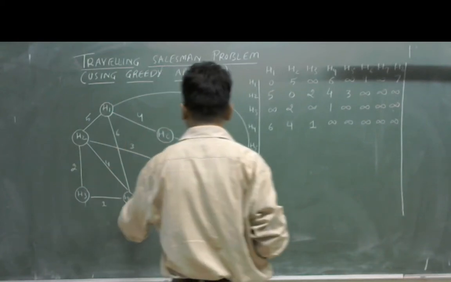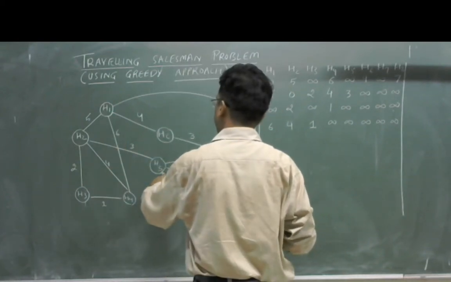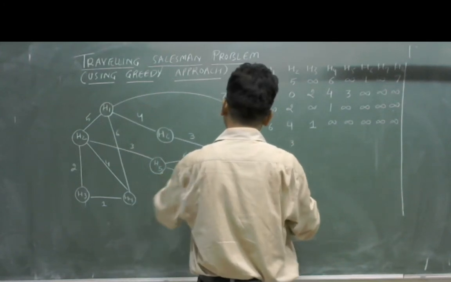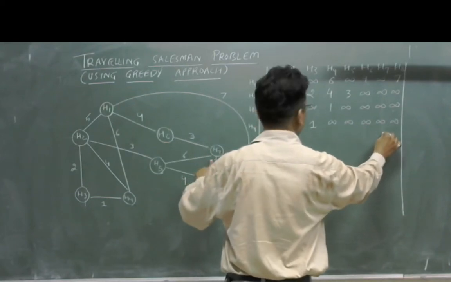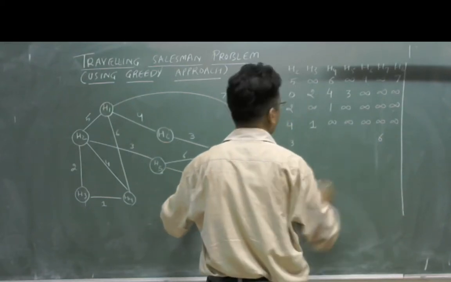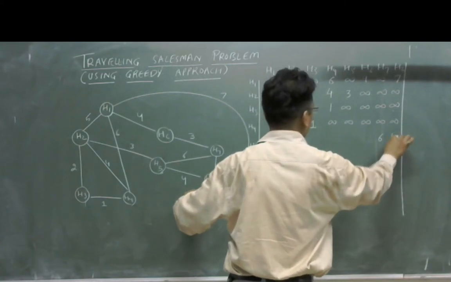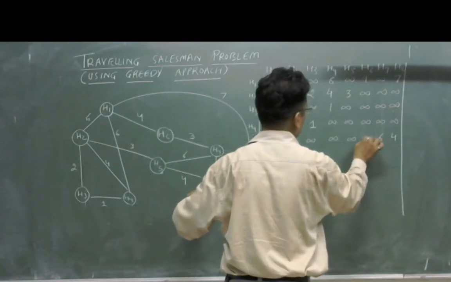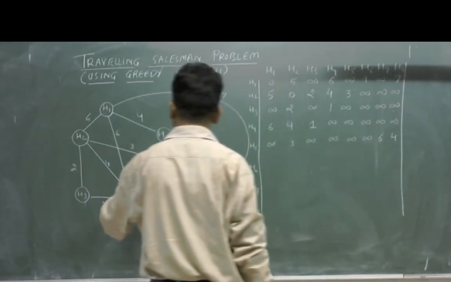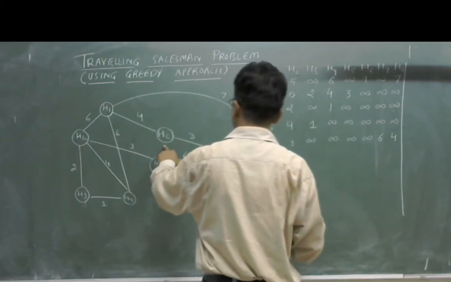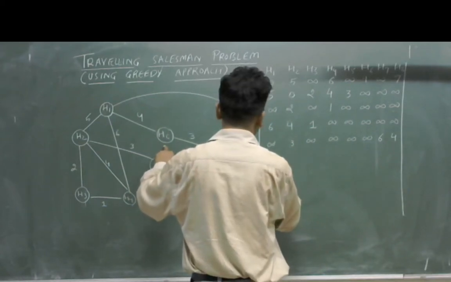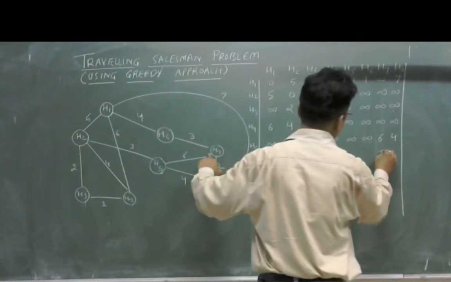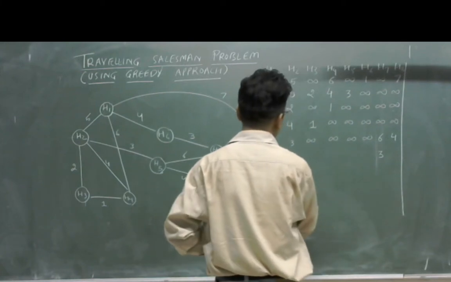After that, H5. H5 is connected to H2 by distance of 3, to H7 by distance of 6, and H8 by distance of 4. And the rest of the nodes are at infinite distance. Right? After this, we shall consider the H6 node. This is connected with H1 by distance of 4, and H7 by distance of 3. And the rest of the nodes are at infinite distance.